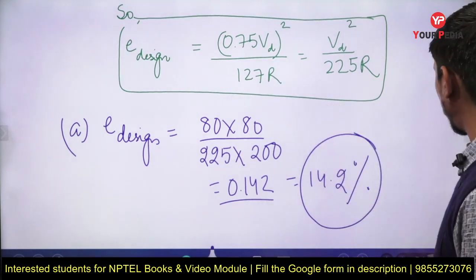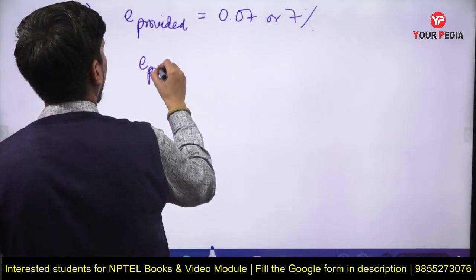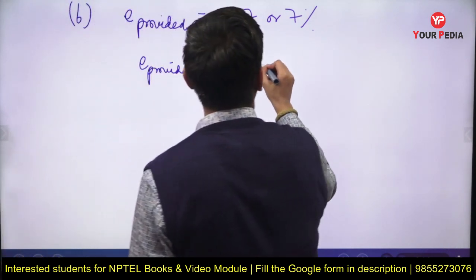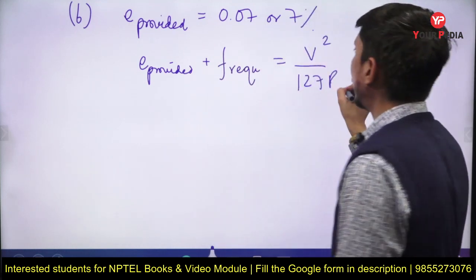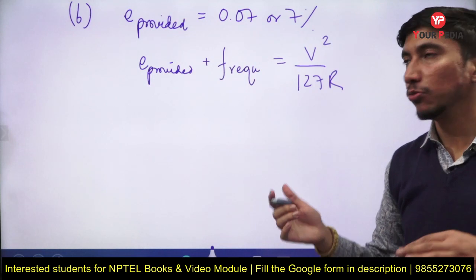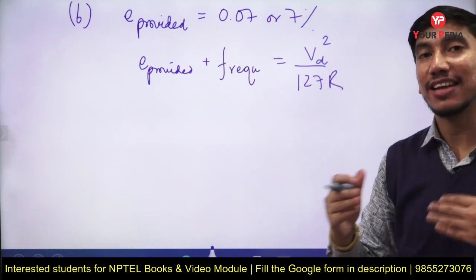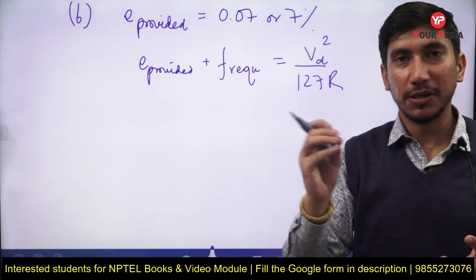So let's just first check what is the F required. So using the same equation, we have E provided plus F required should be equal to V square upon 127R. In this case, we are considering V as VD only. We are not considering 0.75 because in reality it's VD only. It's not 25% less than that.